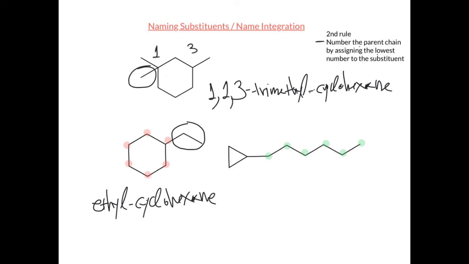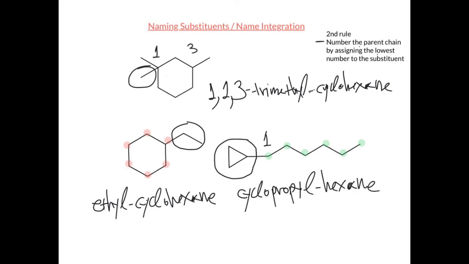In the other case, we see that we have 1, 2, 3, 4, 5, 6 carbons as the parent chain. We see substitution in number 1, because the cyclopropane is a substituent in that case because it has a lower number of carbons. This is going to be the substituent, and we name this compound cyclopropylhexane. And don't forget that this is in number 1, so we need to add 1-cyclopropylhexane.